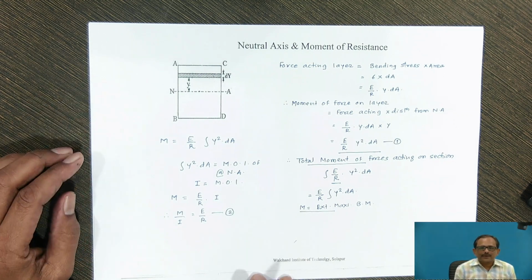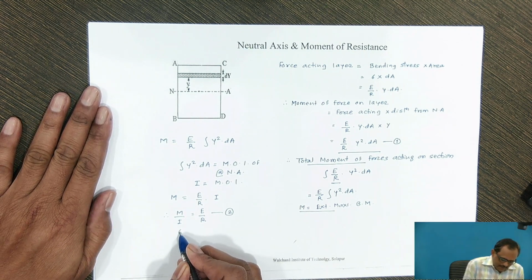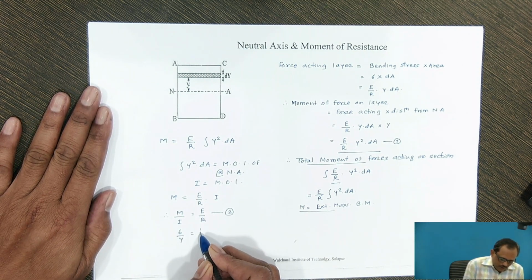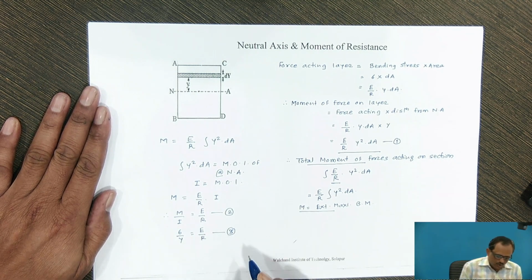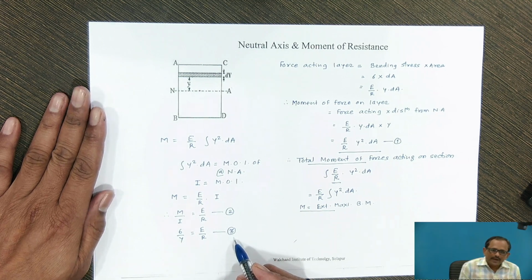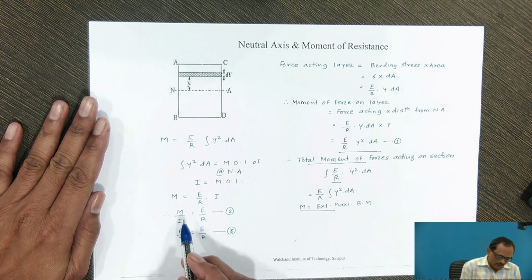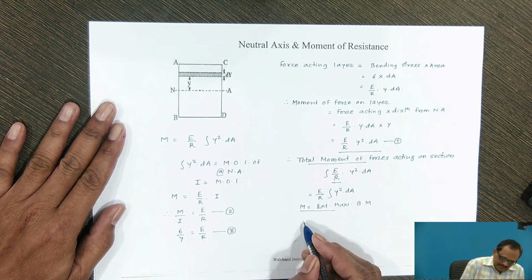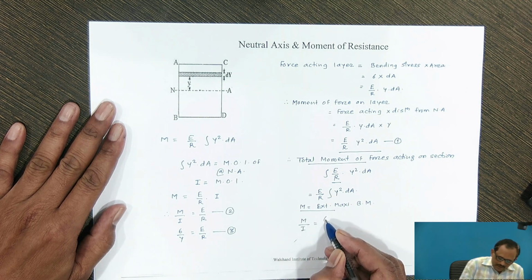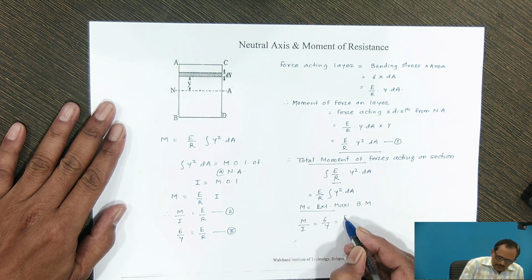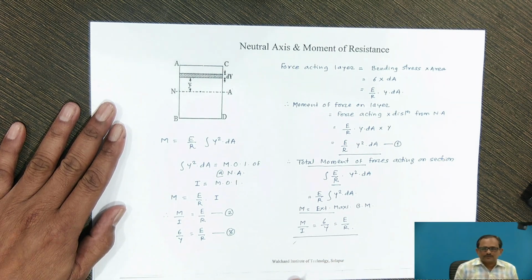Also we have discussed a bending stress equation, that is sigma upon y is equal to E upon R. This is my equation number 3. So if you consider equations 2 and 3, the right side of the equation is the same, and therefore equate equations 2 and 3, you will get M by I is equal to sigma by y is equal to E upon R. So this is your bending formula.